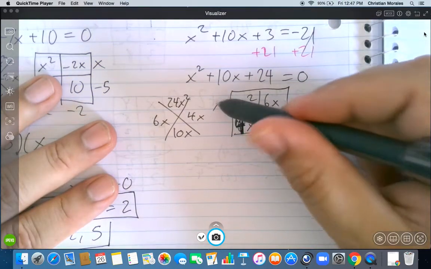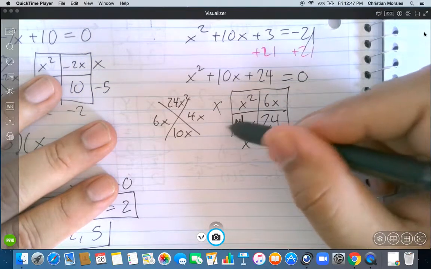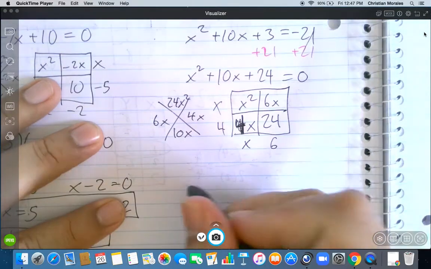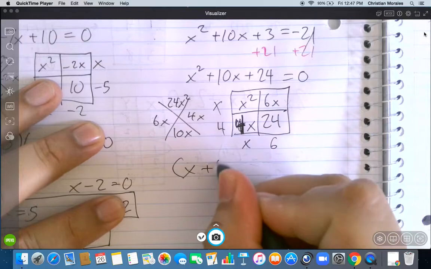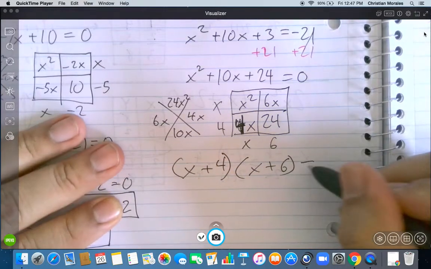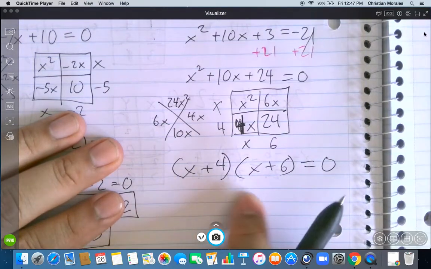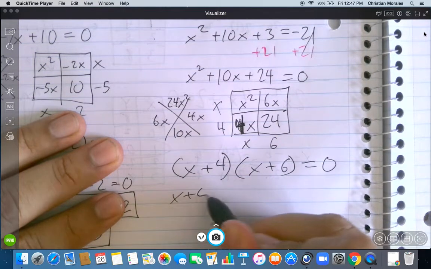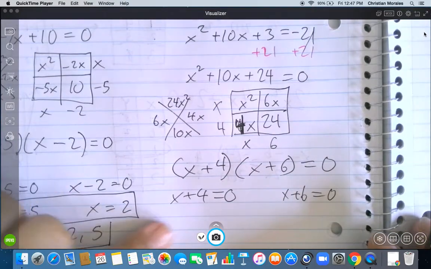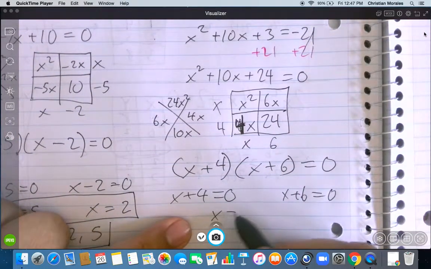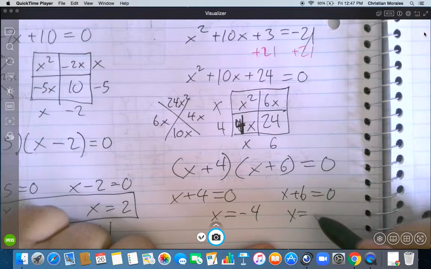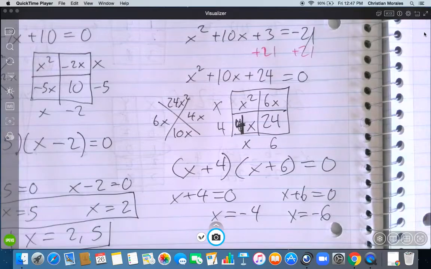What makes x squared? X times x. What makes 4x? 4x. What makes 24? 6 times 4. So your factored form: x plus 4, x plus 6 equals 0. You split them up separately. X plus 4 equals 0. X plus 6 equals 0. What are going to be your two answers? In this one, x is equal to negative 4. But this one, x is equal to negative 6. And those are my two answers right there.